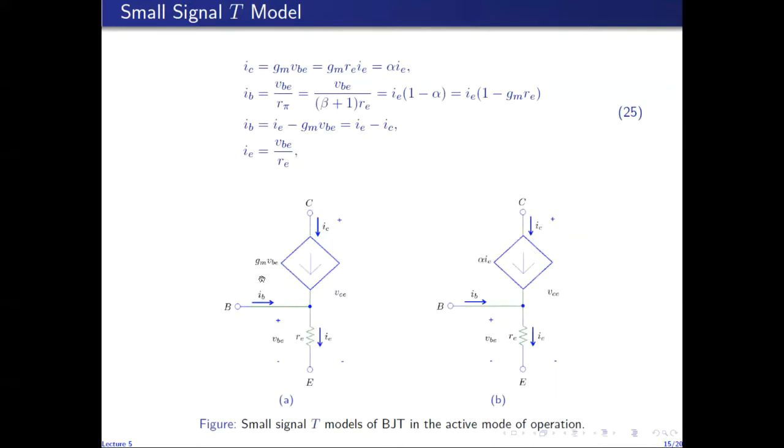And in this model, I have chosen to represent IC as the voltage controlled current source. So this is the T model, small signal T model representing the transistor as a voltage controlled current source. And this is the equivalent small signal T model, which represents the transistor as a current controlled current source, because GMVB is alpha IE. So these two models are equivalent.